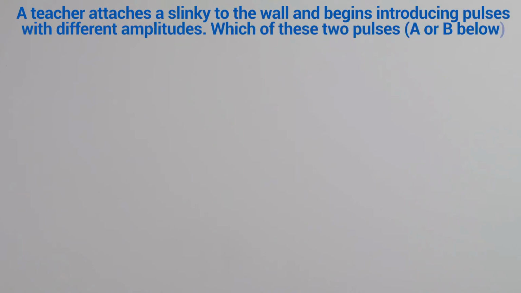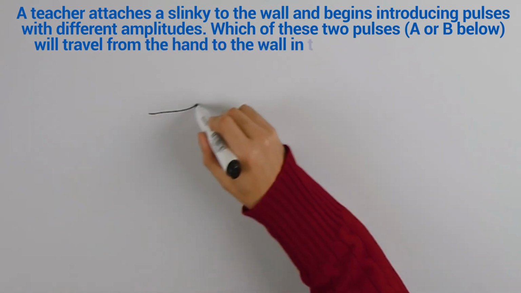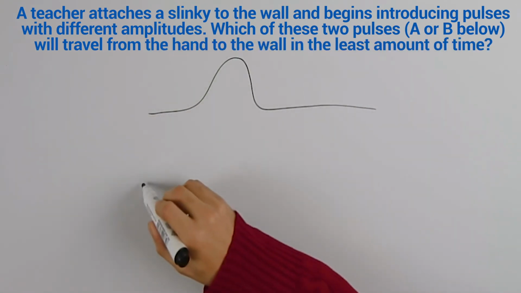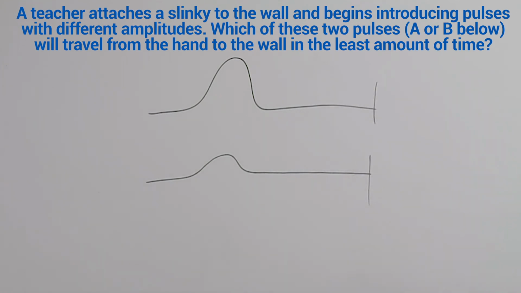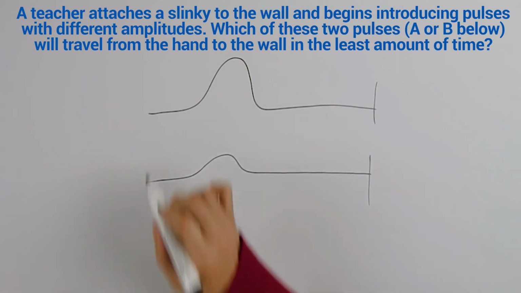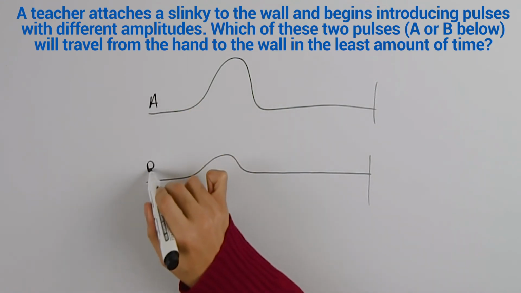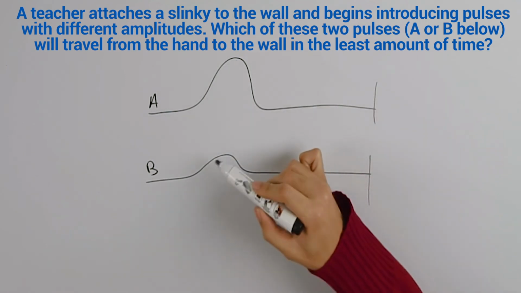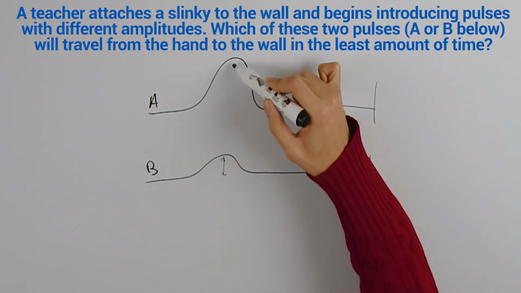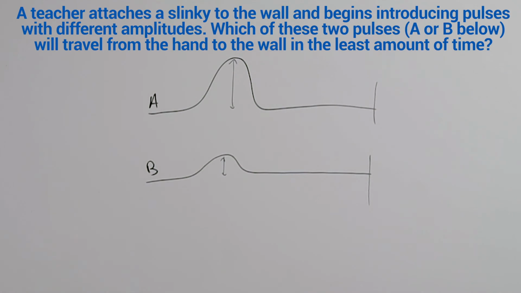A teacher attaches a slinky to the wall and begins introducing pulses with different amplitudes. Which of these two pulses, A or B below, will travel from the hand to the wall in the least amount of time? In other words, which one will hit the wall first? So let's draw this out. We have wave A and we have wave B. The only difference between wave A and wave B is the amplitude. So which one do you think will hit the wall first? I'll give you guys a couple seconds to think about it.